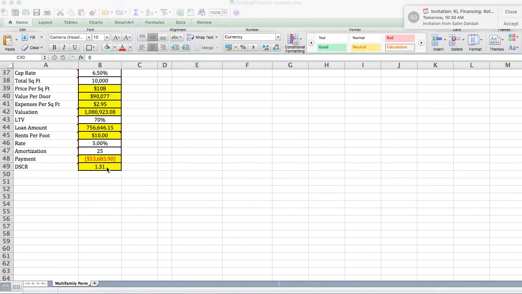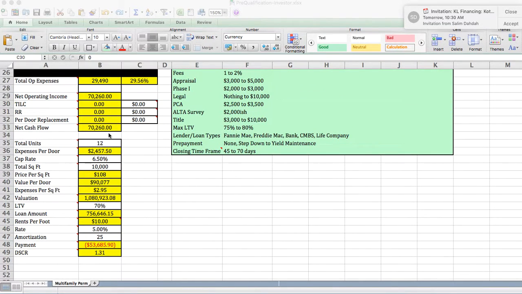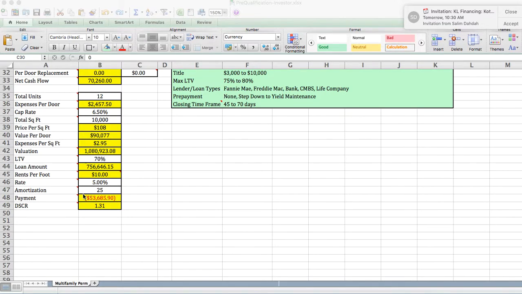And then the final number, which again is a very critical number, is what's called the debt service coverage ratio. And what happens is this actually takes your net cash flow and it divides it by your outgoing payment on an annualized basis to give you a 1.31 debt service coverage ratio. What is that? Well, it basically gives the lender an idea that after all your expenses, you have this net number that could cover the debt payments 30% above break even.